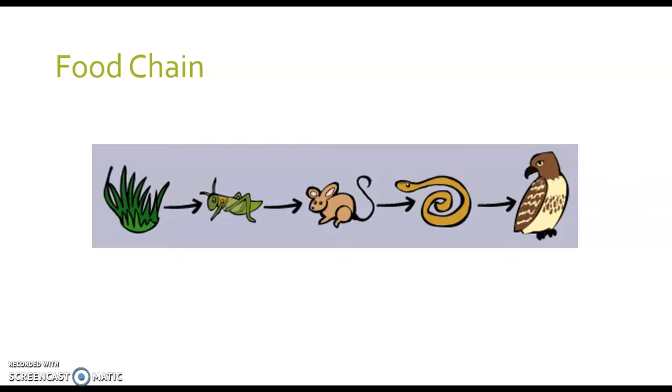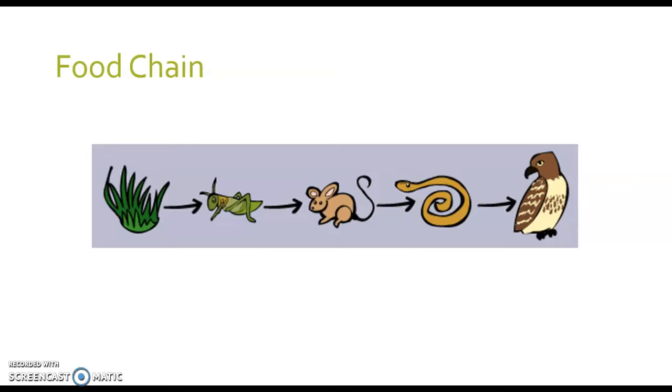Following the grasshopper, we have a mouse. The mouse eats the grasshopper. Therefore, this is going to be our secondary consumer, which is also a carnivore. Depending on the size of the food chain, you can have multiple consumers. In this case, we have a tertiary consumer, which is the snake, and a quaternary consumer, which is the hawk.